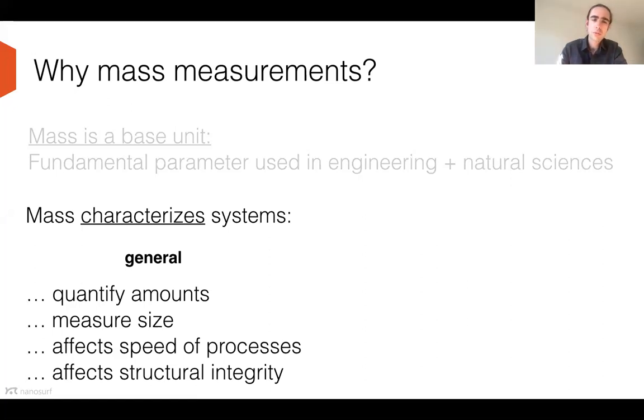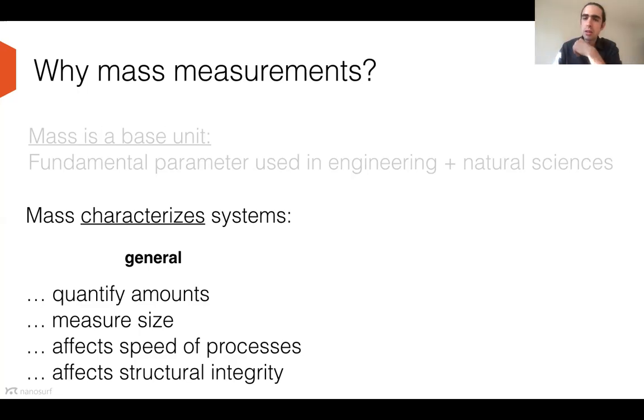You can use mass, for instance, to quantify amounts. You're familiar with that if you like cooking or baking. But it can also be used to measure sizes. It can be a very nice proxy for volume, in particular if you have complex shapes. Now, it is not only interesting to quantify, but also because it affects the speed of processes, for instance in chemistry. It also affects the structural integrity of certain structures. So it is something that can affect other things and is affected by many other things. It's a kind of integrative property of a system, as we'll also see later on.